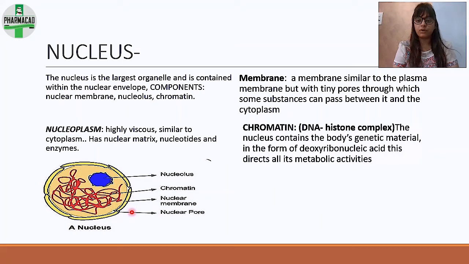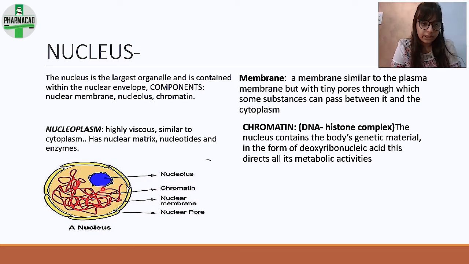Then we come to chromatin. ये red thing जो तुम देख रहे हो, coiled part, it is a DNA histone complex and the nucleus contains the body's genetic material in the form of deoxyribonucleic acid, and this directs all metabolic activities. We all know about this, right?